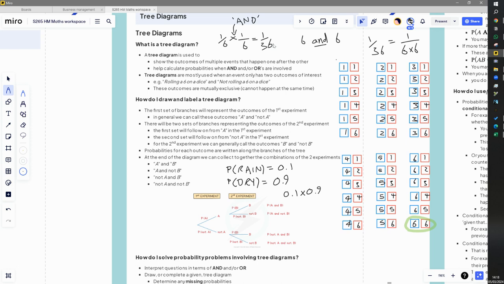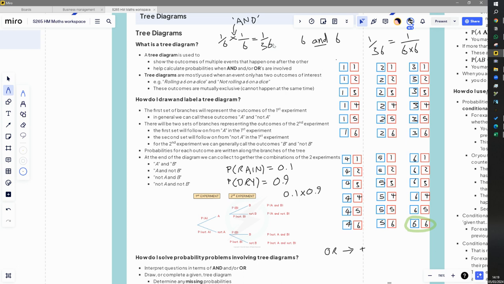Now, what about or? What's the probability of it raining or being dry? Well, clearly it's got to be one or the other, so we know the probability is 1. And in terms of the maths, what you do is you add them. 0.1 plus 0.9 does equal 1. So when I use or, I add, and when I use and, I multiply.